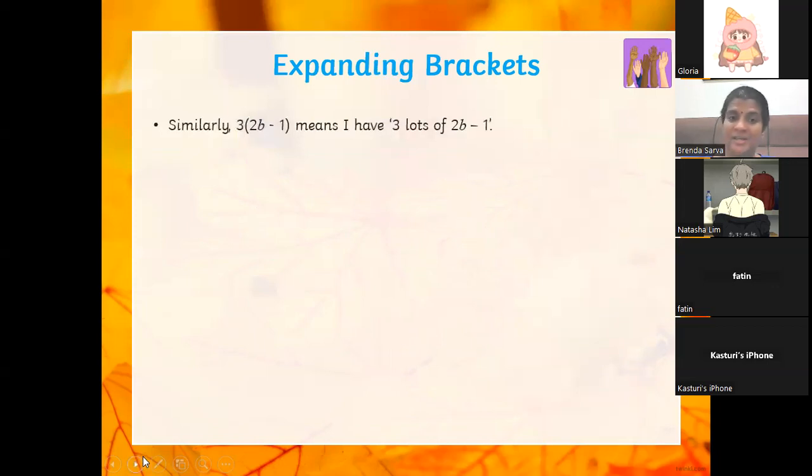Now, for you to try. Of course, you can do the long method: 2b minus 1 plus 2b minus 1 plus 2b minus 1, for 3 times. But I want you to just take this 3 times with the 2b. Take the 3 times with the negative 1. Tell me the answer in the chat. What would you get?